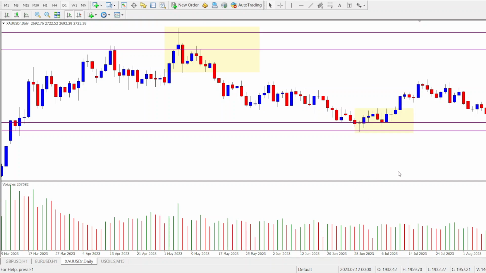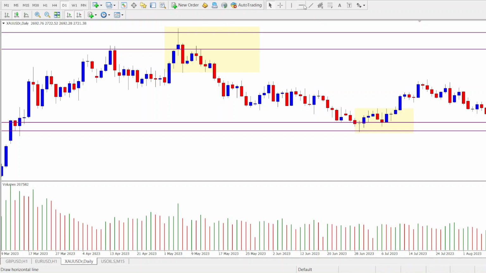Now, as for your stop loss placement, you want to place your stop loss just outside the supply or demand zone to minimize the risk. In case you enter a sell, for example, around here, you can set your stop loss right above the zone. If you enter a buy around here, you can set your stop loss just right below the zone. As for take profit, you can set your profit targets at previous support or resistance levels or other supply or demand zones, allowing for potential price reversals.